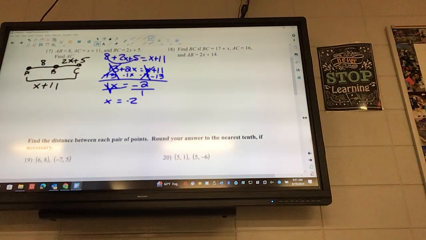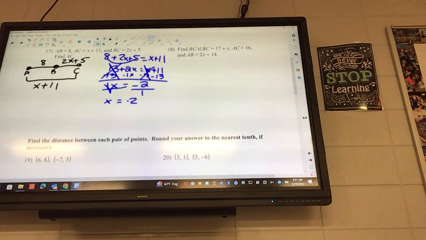Again, pay attention to the instructions. What does it say to find? AC. It says find AC. Do we stop or we need to plug it back in? Plug it back in. We need to plug it back in.